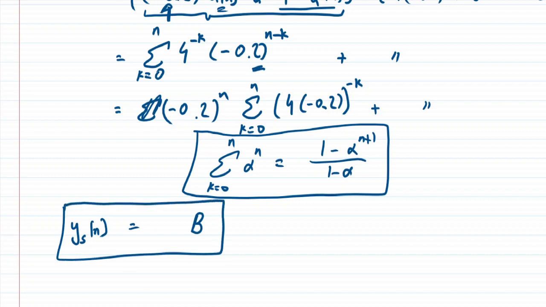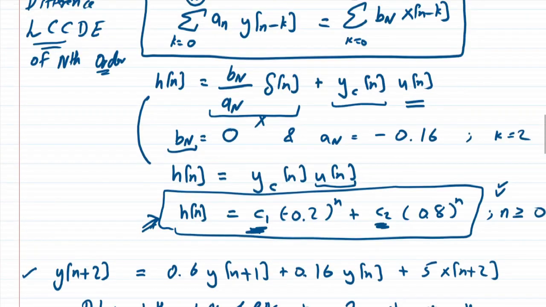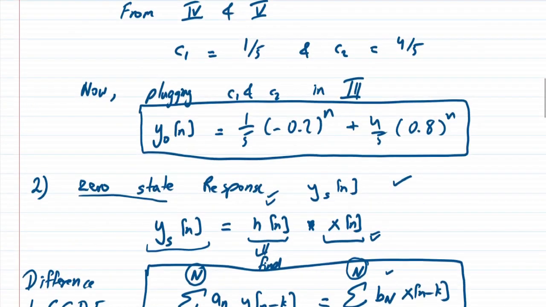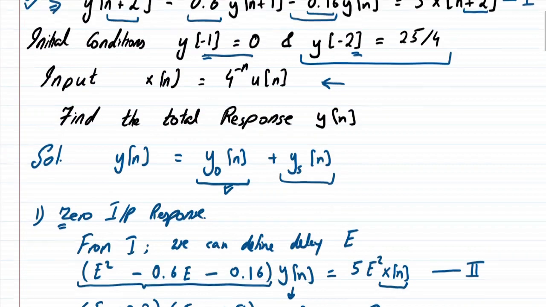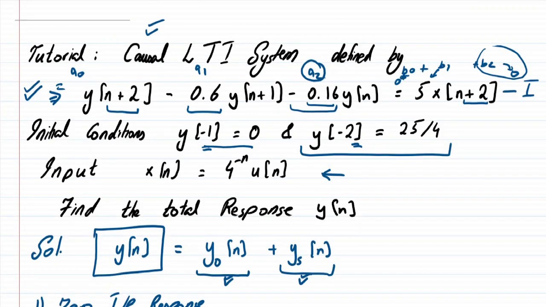right? Once we get this zero state response in closed form, we already have the zero input response, which is over here. So adding these up, we will get our total response, which is y of n. Note that these sorts of problems can also be solved by means of the z transform and transfer functions in discrete time.